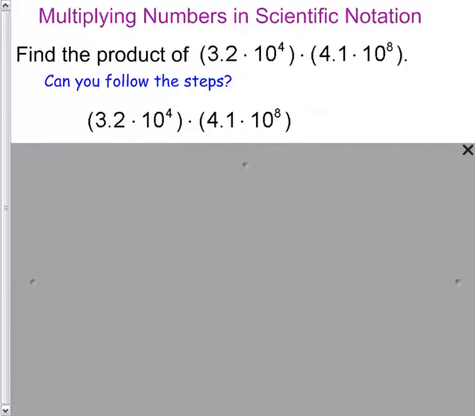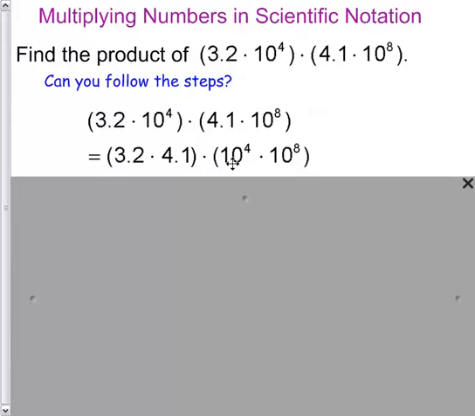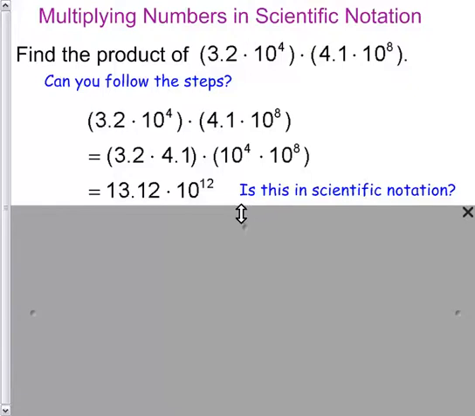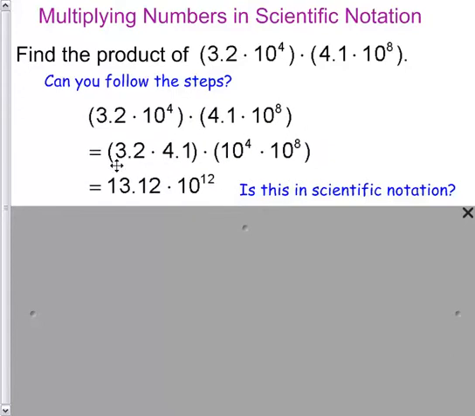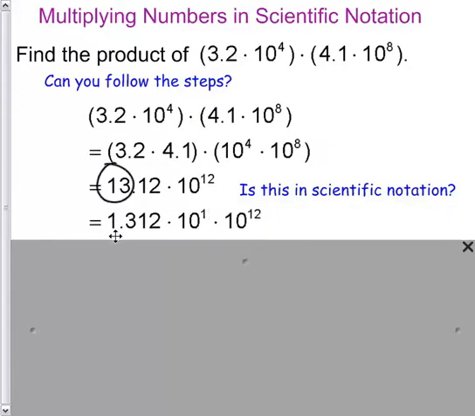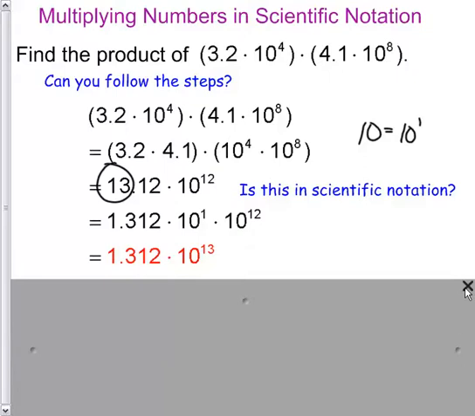All right, so what's the first step? The first step is to reorder them. Put the base 10 exponents together and the numbers. Multiply them out, and then ask yourself, is this in scientific notation? The answer is no because of that 13. I moved the whole problem. All right, this would be like saying 1 and 312 thousandths times 10 to the 12th. Remember, 10 is the same thing as 10 to the first power. Okay, so we would have this as our scientific notation.